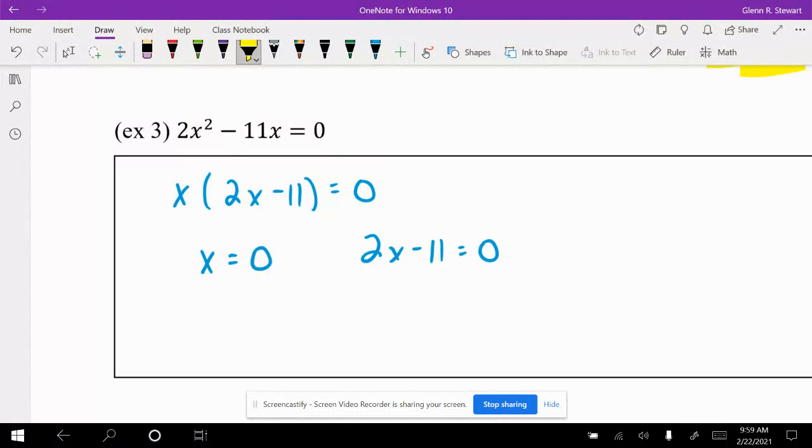Now, the first one, x equals 0. That's solved. That's our answer, or one of our answers. And our other answer is 11/2.